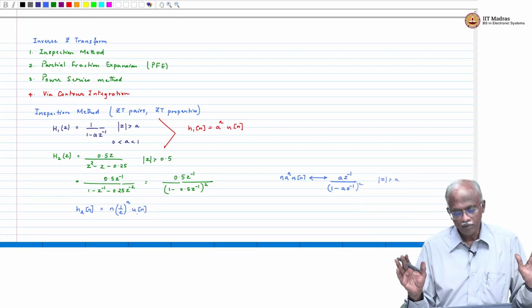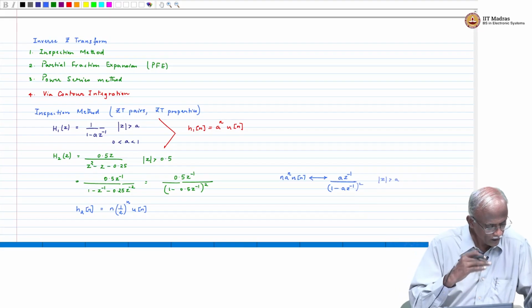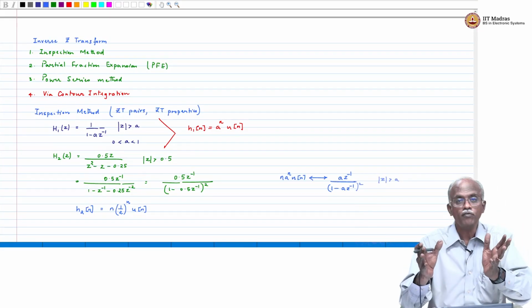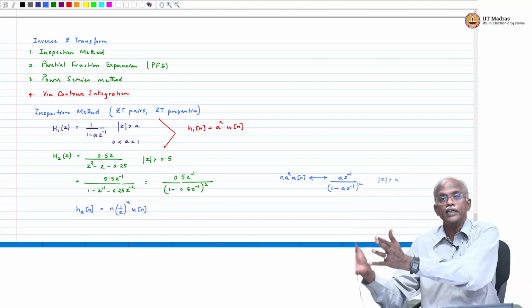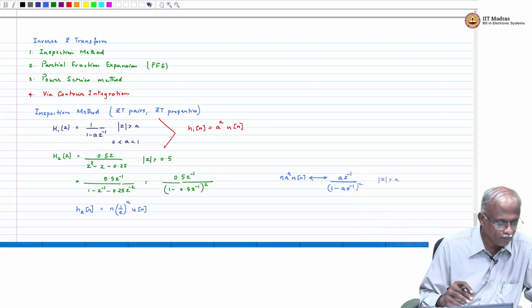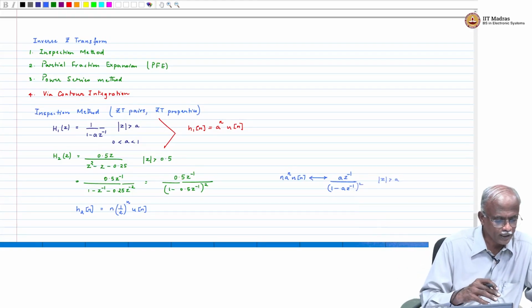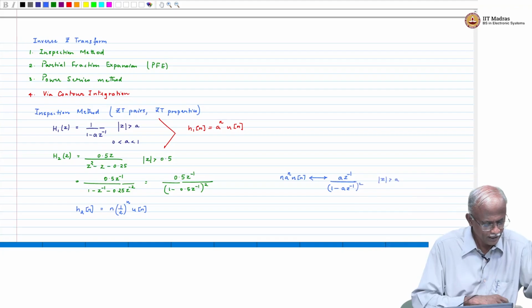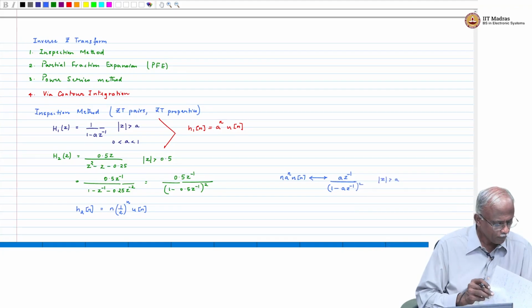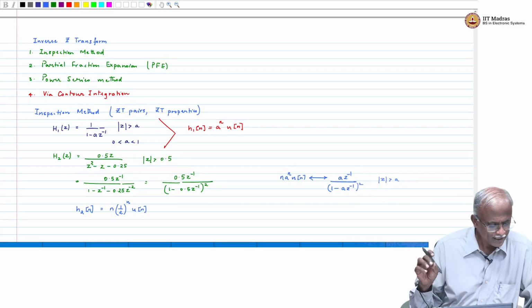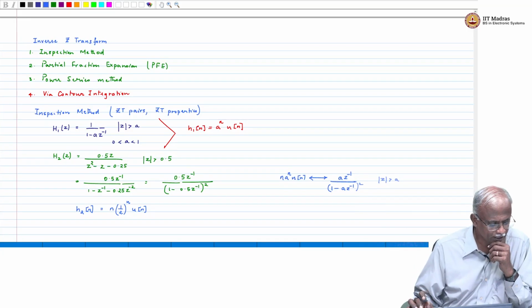Again, I hope you are starting to see the approach. You get it into a form that is already known to us, and then we use the table to relate it to the form that we are interested in. That is primarily the way by which we exploit the inspection method.